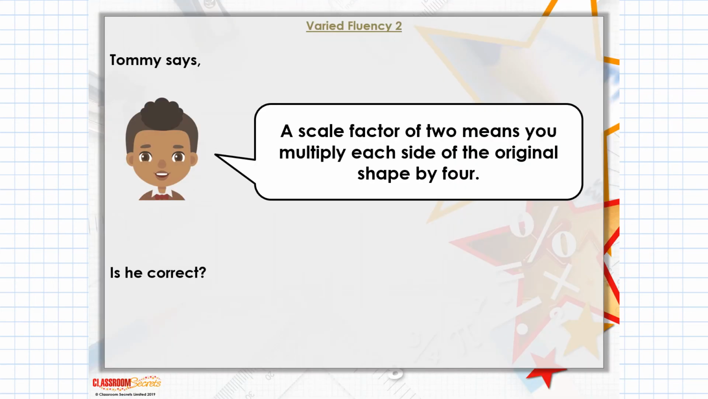Tommy says, a scale factor of 2 means you multiply each side of the original shape by 4. Is he correct? We'll pause the video here and discuss whether you think Tommy is correct. Tommy is incorrect. A scale factor of 2 means you multiply each side by 2. We're making it double the size, 2 times bigger.